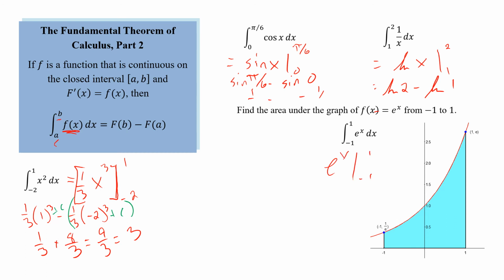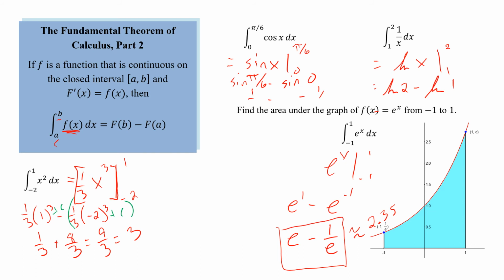We're going to plug in 1 minus, plug in -1. e to the 1 is e, minus e to the -1 is 1 over e. That would be the exact answer. If we found a decimal approximation to that, e minus 1 over e is going to be about 2.35 or so. Probably 2.350 something. But the exact answer is a lot of times what we're going to be looking for.